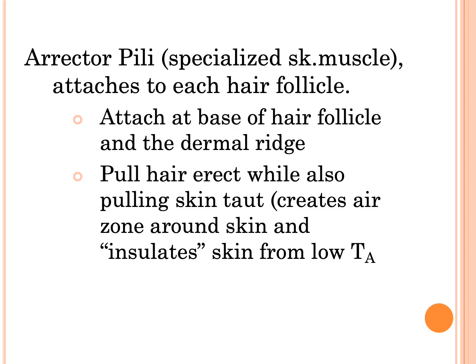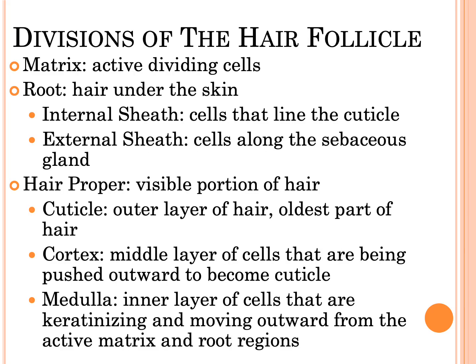So let's take a look at the hair follicle itself and the hair itself. We have distinct areas of the hair follicle. We have the matrix. The matrix is the area of rapidly dividing cells. It's going to propel itself superficially and form into what's referred to as the root. The root has two distinct forms to it. It has what's referred to as the internal and external sheath.